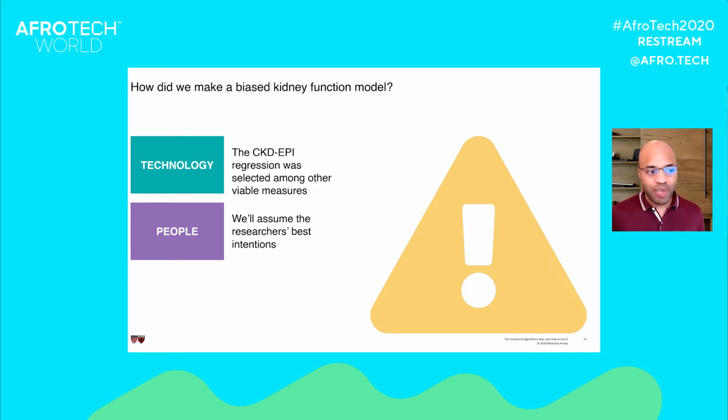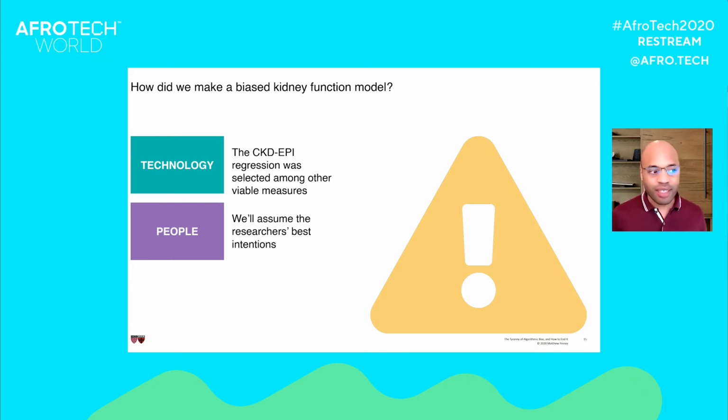Let's evaluate the people now. It's going to sound like I'm glossing over this one, but I really do want to assume the researchers' best intentions here when they decided to build this regression model for measuring kidney function. And I also want to assume that the doctors have only the best intentions and the best interests of their patients in mind when they make decisions on ordering this test and recommending patients for kidney transplants. So I don't think that people are the constraint here either that led us to have a biased model.